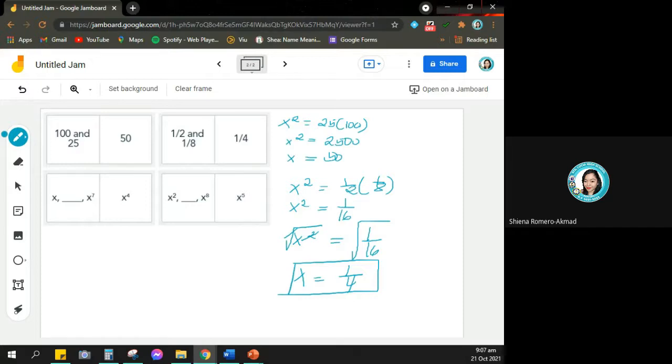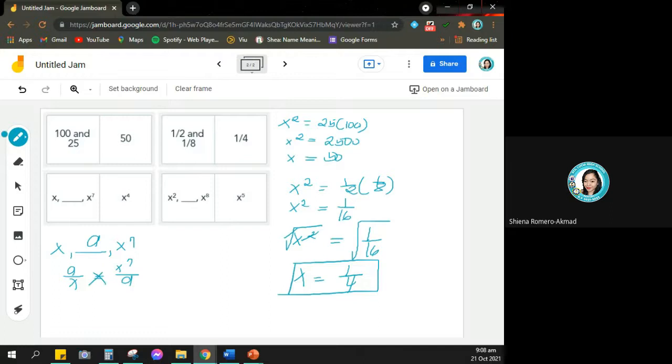Okay? Next, we have here x and x raised to 7. So, ano yung gagawin natin dyan? We will be substituting a variable. Gamit tayo ng ibang variable, kasi may x na tayo dito na gamit. Let's say a. So a divided by x is equal to x raised to 7 divided by a.